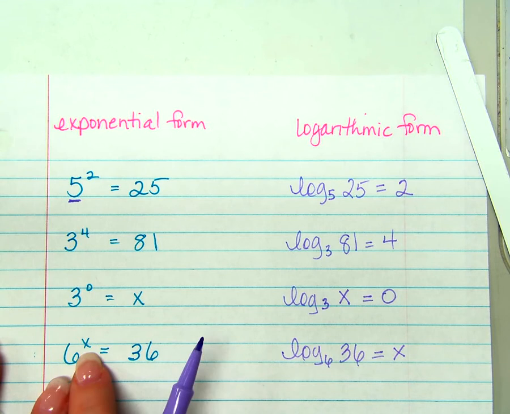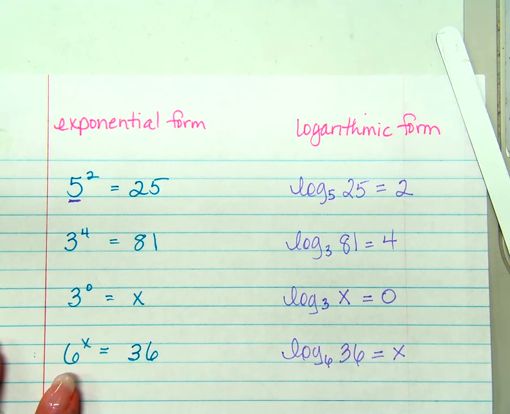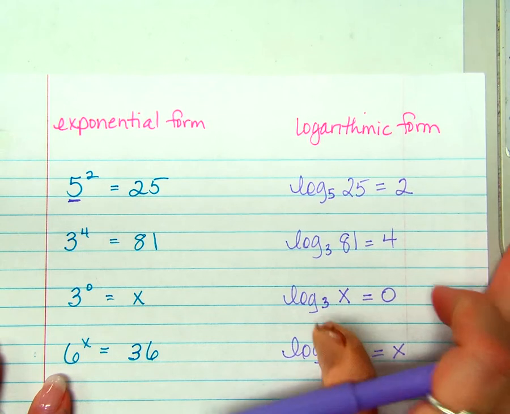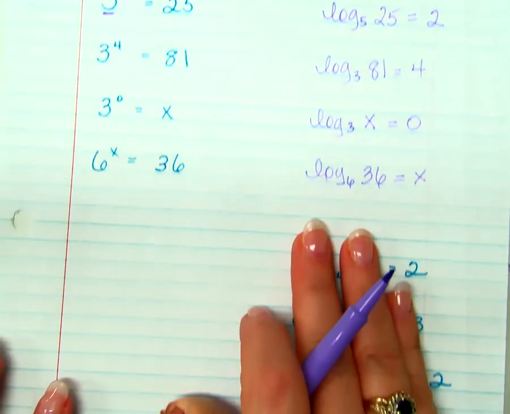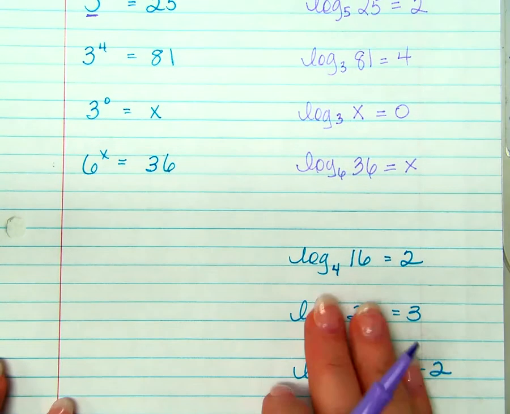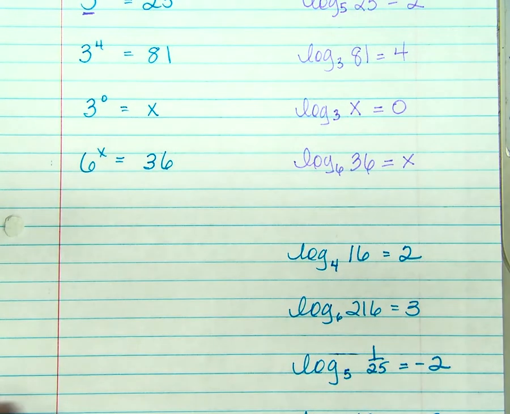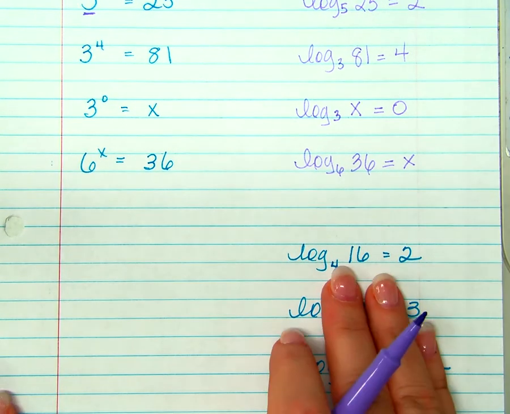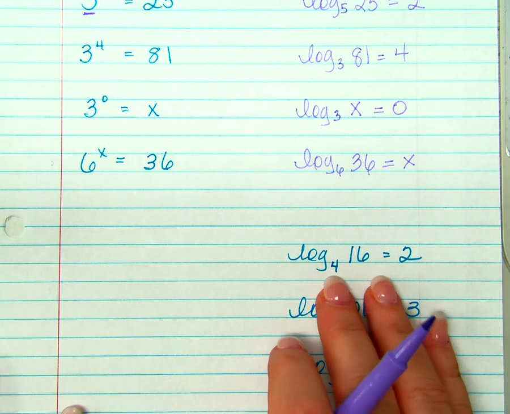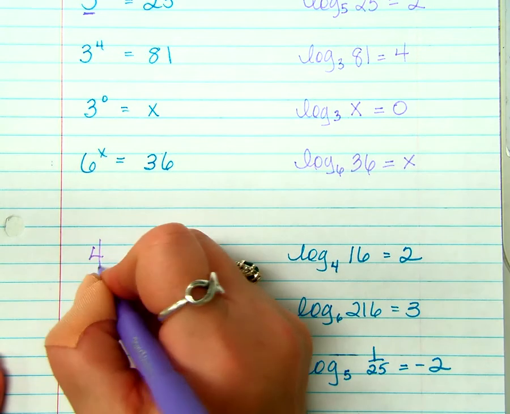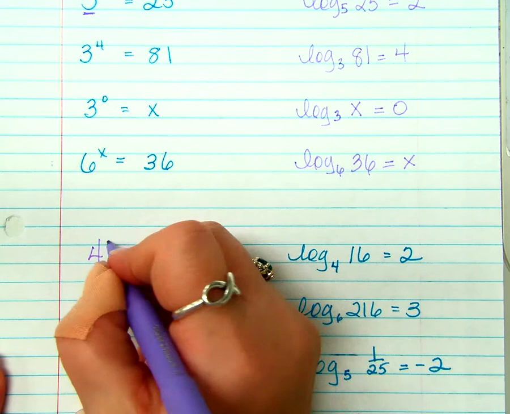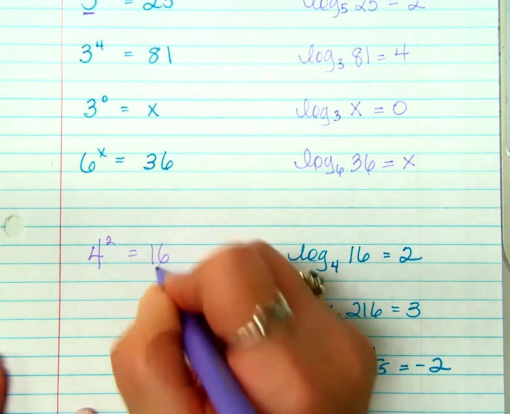Yeah, just in your brain you know what x is, don't you? 6 to what power equals 36? Yeah, 2. Can you go backwards? Can you start over here and go to exponential form? Do it. What's the base? So it's the base over here. 4 squared. Is that true?